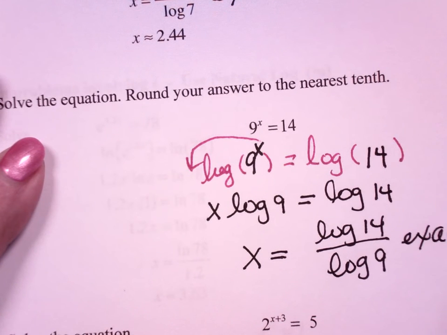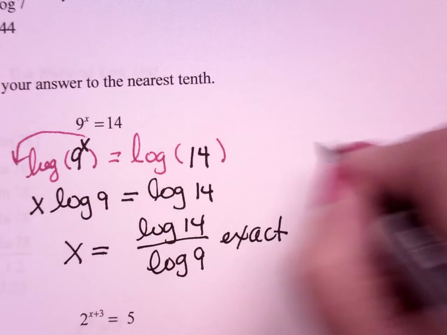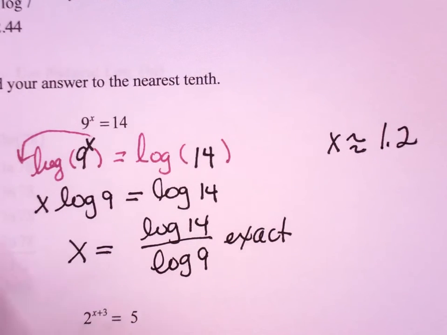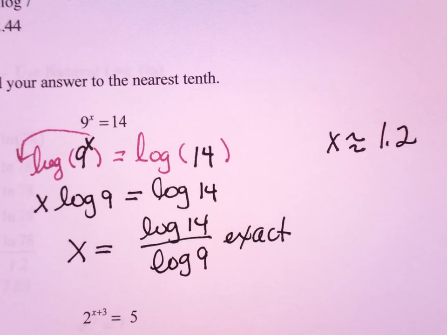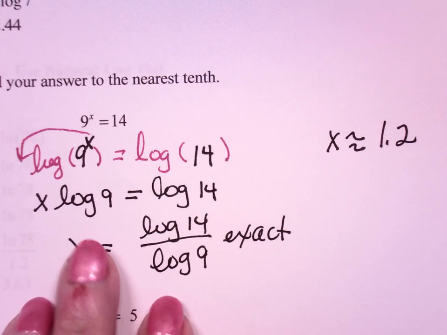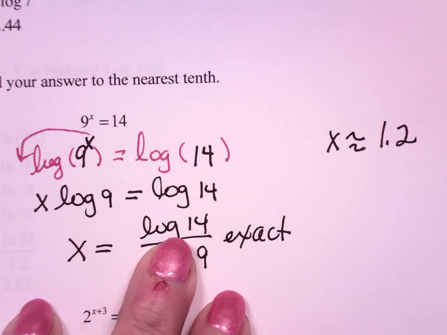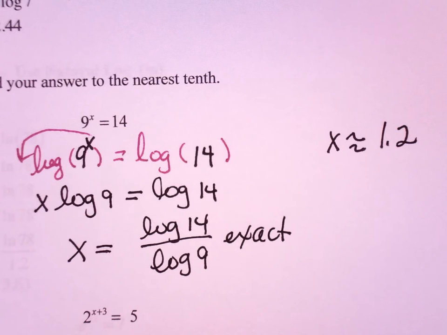And by the way, if I want an approximate answer, and now I run out of space, x is approximately, and I already calculated it out, 1.2. I don't personally care if you give me exact answers or approximate answers, as long as they're both right. Some of you might be more comfortable just putting in decimal numbers. Make the log of 9 a decimal, make the log of 14 a decimal, and then you're actually dealing with numbers instead of this thing that I'm calling a number. This symbol, it's really a symbol.